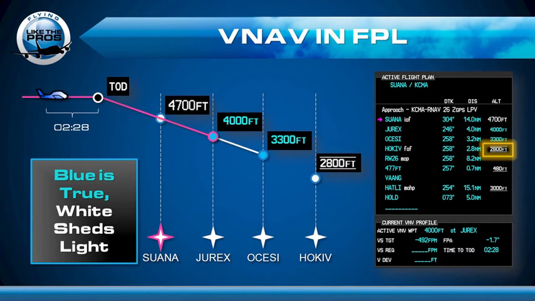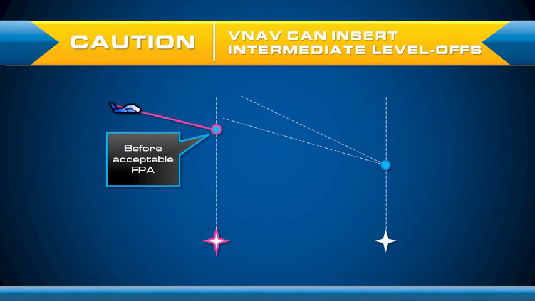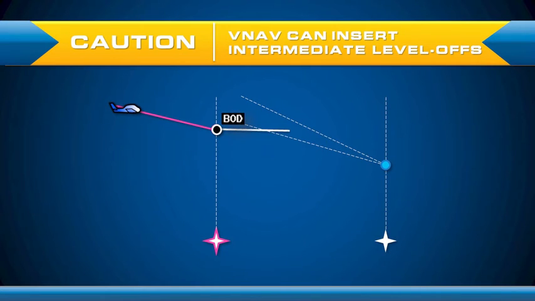Now, I have a caution for you. VNAV can insert intermediate level-offs when you least expect it. Here we are descending on a vertical path, and the next waypoint is far enough away that we end up hitting the active VNAV waypoint before the acceptable FPAs for the next VNAV waypoint. So the G1000 will insert a bottom of descent and top of descent in order to create an acceptable vertical path to the next VNAV waypoint.